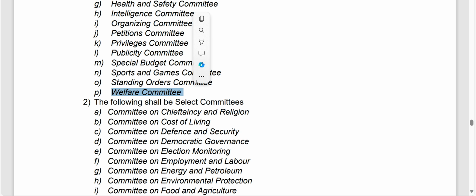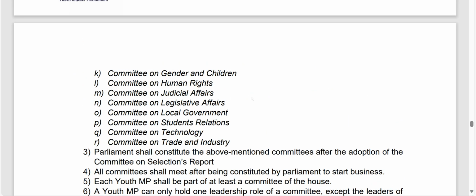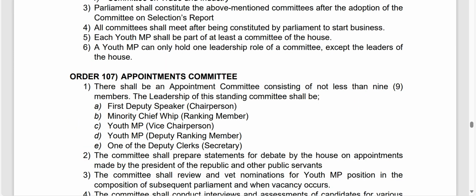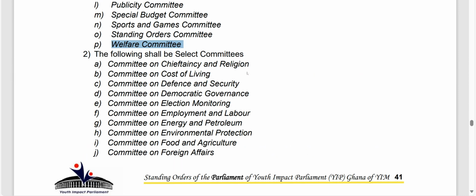All these committees have what? For the records, all the standing committees and select committees actually have ranking members, chairpersons, vice chairpersons, and deputy ranking members. All the committees have, and all the committees have secretaries. The secretaries are either the clerk, a deputy clerk, or assistant clerk. So know that. Now, I want to take you through the select committees of the House.